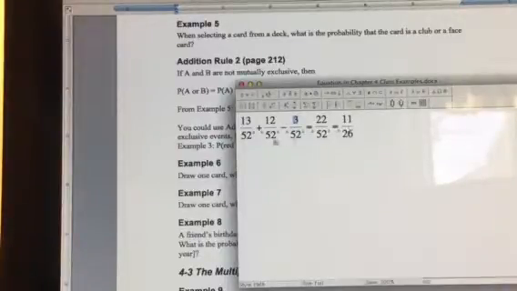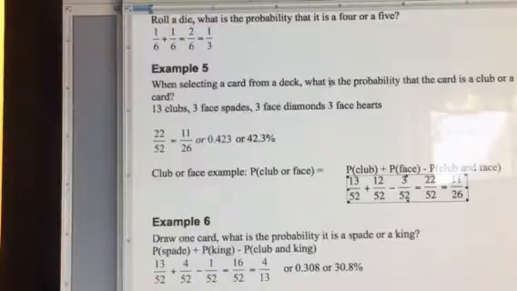If you hate fractions, you can take 13 divided by 52 in your calculator, get to 0.25, 12 divided by 52, whatever that is, add that, subtract 3 divided by 52, and you should wind up at the 42.3 that we had seen earlier. 42.3% or 0.423 as a decimal.